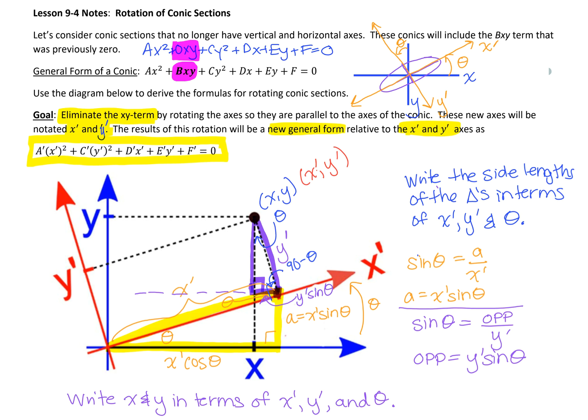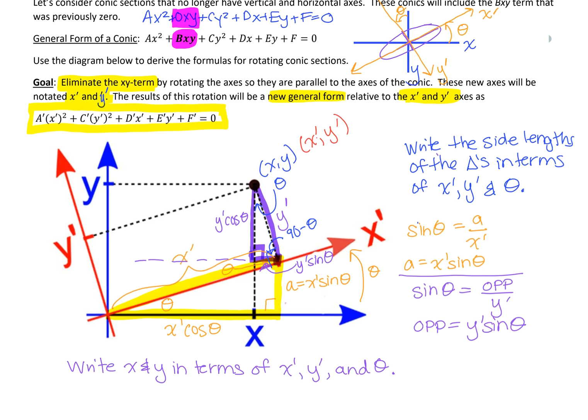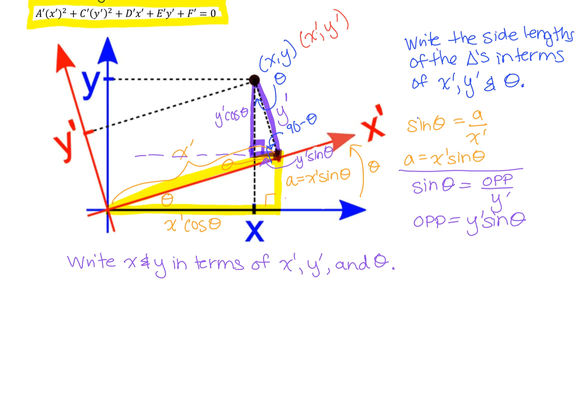Similarly, the vertical side is going to be y prime cosine of theta. Okay, so now I've written each of the side lengths in terms of x prime, y prime, and theta. So you might be thinking, okay, so great, what the heck does that mean? Now I want to relate this information to the x and the y values. So I'm going to write one equation that's going to be x equals, and then something in terms of x primes, y primes, and then another equation that's going to be y equals, so I can change all my x, y variables into the prime variables.